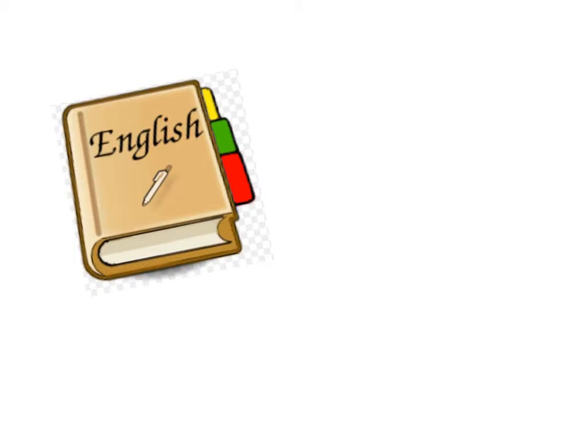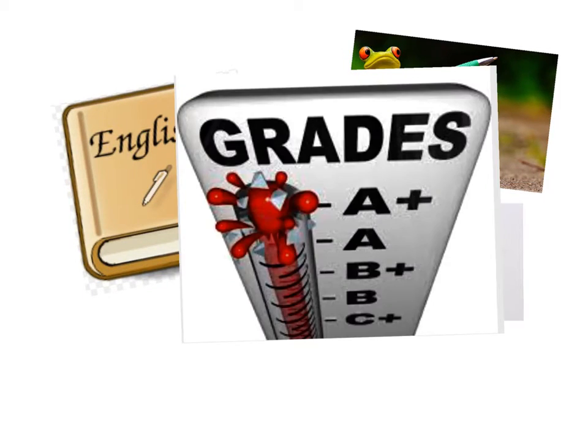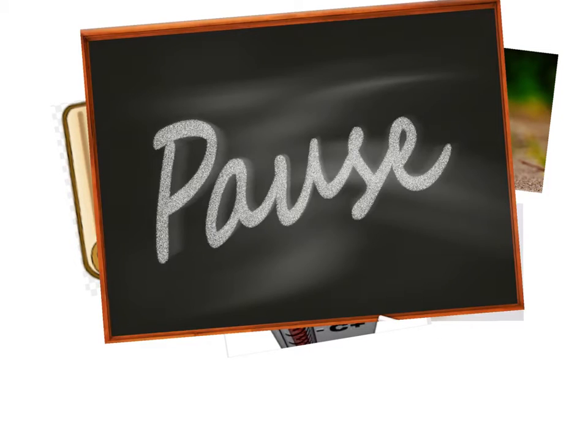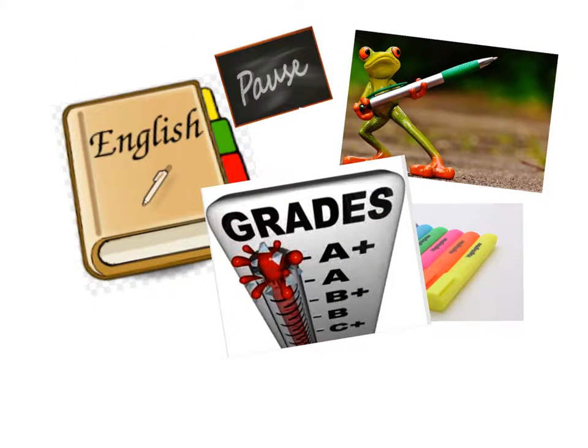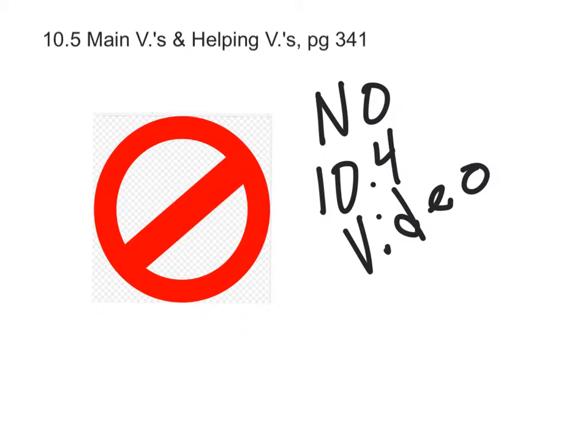You will need pens and highlighters to take accurate and legible notes in your notebook. This will be taken for a grade. Feel free to pause the video at any time you need to make sure that you have everything that is required. Please label your notebooks 10.5, main verbs and helping verbs, page 341. There is no 10.4 lesson.